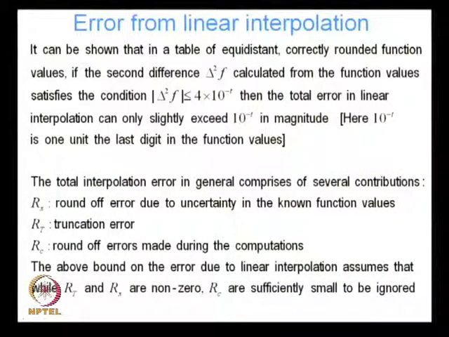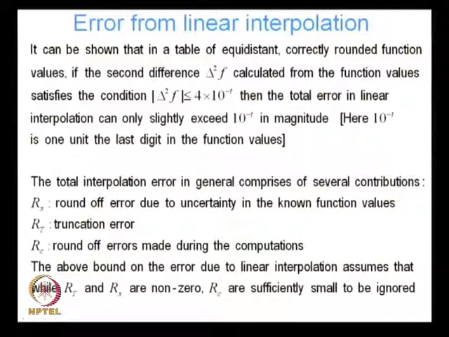So what is the criteria? The criteria is that I have a table of function values and then I calculate the second difference. And if the absolute magnitude of the largest second difference is less than the precision level of my calculation times 4, then my total error in linear interpolation is almost going to be equal to my precision.